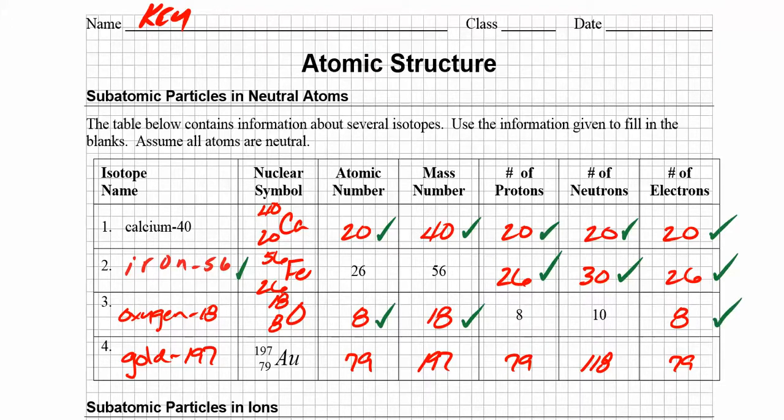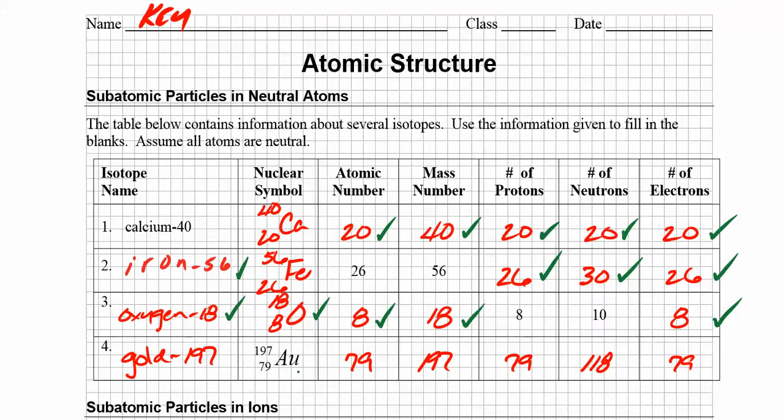Now, we've got oxygen then. We want to write the nuclear symbol. It's oxygen because it has 8 protons. We have a subscript of 8 and a superscript of 18. So we'll place that right there. The name of it is oxygen. We'll write that out, dash, and then the mass number is 18.